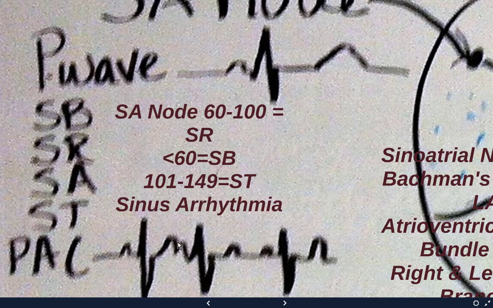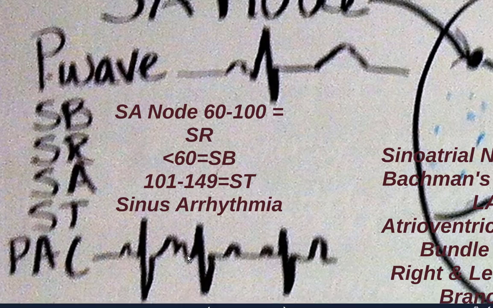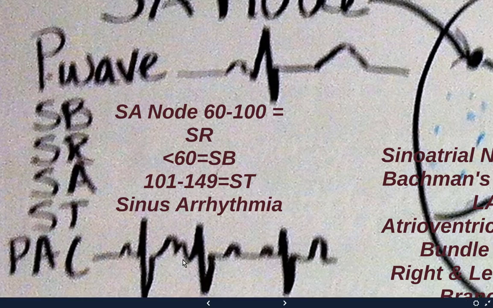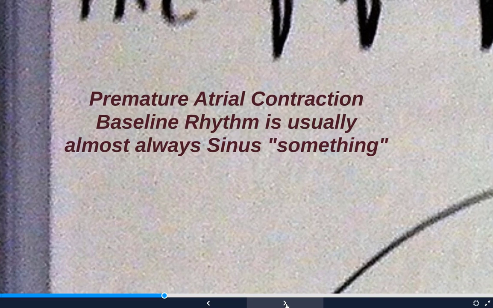That early beat. Now, the heart does not have as much time to fill, obviously, so when it does contract, if you're feeling the pulse, you may feel a weaker little thump on your fingers, and it'll come a little bit earlier than the rest. On the cardiac conduction, you're only going to see this early beat occur. I say the baseline rhythm is always sinus something when you have a premature atrial contraction.